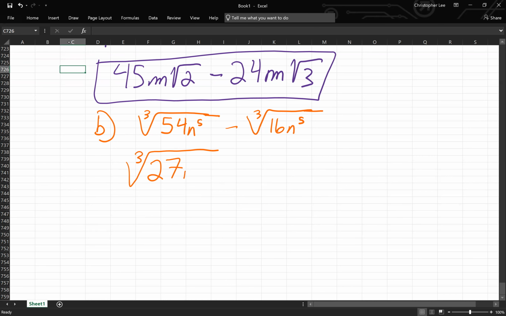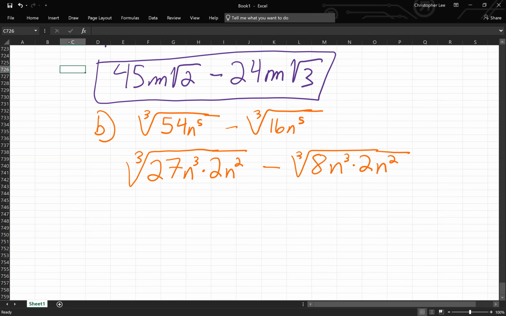So 27, right? n to the third power times 2n to the second. Why did I split the n to the fifth power? Because I want a term that's divisible by the index. n to the third power is divisible by 3. Now I'm looking at the other one. This should be cube root of 8, so 2 is in there too. It's going to be n to the third times 2n to the second.